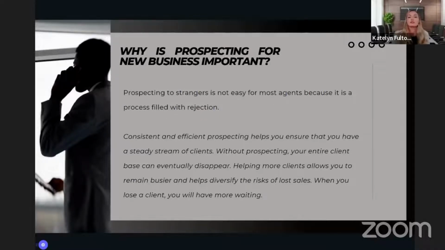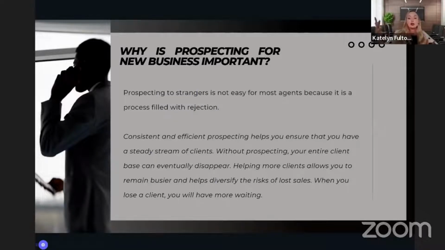But consistent and efficient prospecting is really going to help ensure that you have a steady stream of clients. Without doing this, your entire client base can eventually disappear. If you're not doing any activities to build your business, especially if you're not doing the database, that's one thing. But if you're also not prospecting, you're not going to have a client base because you're not refilling it.